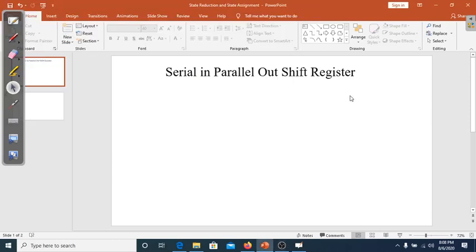This is the continuation of our previous lecture. In this lecture, let us talk about serial in, parallel out, shift register. So here in this type of shift register, we will give the input serially, and we will get parallel output data. So again we will consider 4-bit serial in, parallel out, shift register.